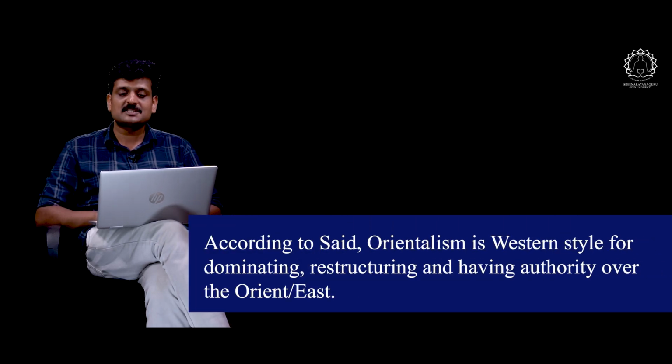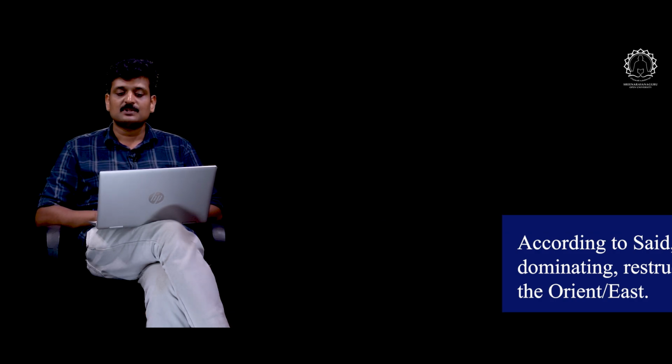So, in his introduction to Orientalism, Said gives lots of descriptions and some striking definitions of the concept of Orientalism, out of which I pick out a very prominent one which I feel is very striking. So, Orientalism, as Edward Said defines, is a Western style for dominating, restructuring, and having authority over the Orient, meaning over the East.